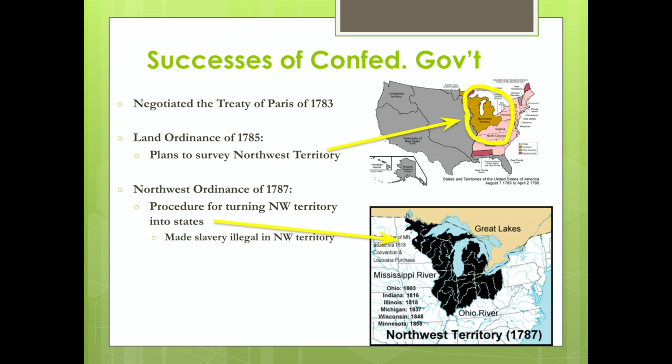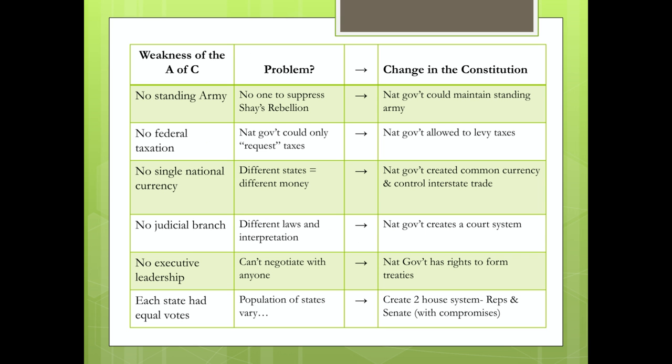The Northwest Territory would also make slavery illegal. After the Revolution, remember that part of the Declaration of Independence was that all men are created equal, and they were trying to live by those principles that were set up by the Revolution. And so slavery in the Northwest Territory would be made illegal. Again, this is addressing those weaknesses one more time.